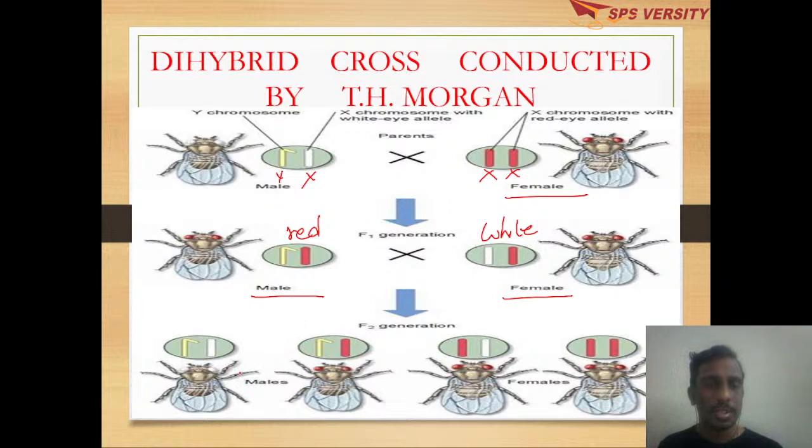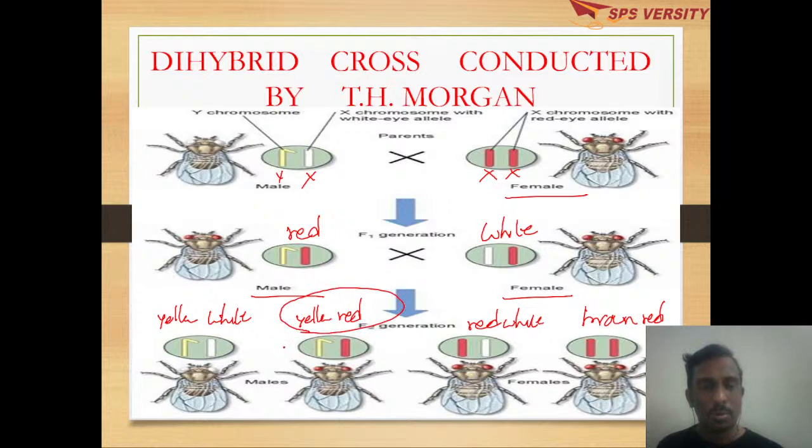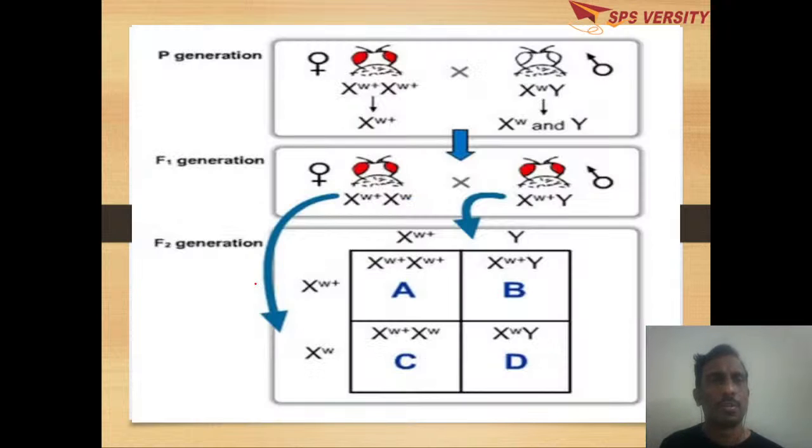In the F2 generation, we got one male with white eyes, one male with red eyes. And the next one is male with red eyes, brown body. Here you can see the differences: this is yellow body, red eyes, yellow body, white eyes. These are recombinants, yellow body with red eyes. And the next one, red eyes, brown body, these are parental types. Like this, T.H. Morgan got this ratio.